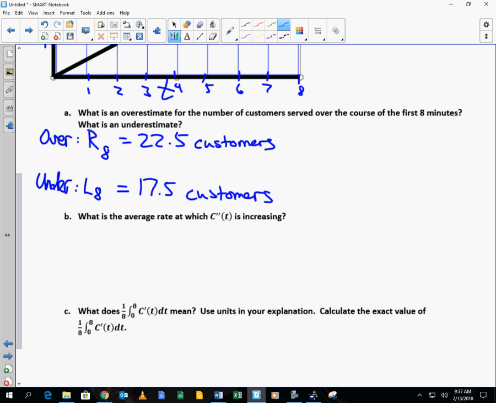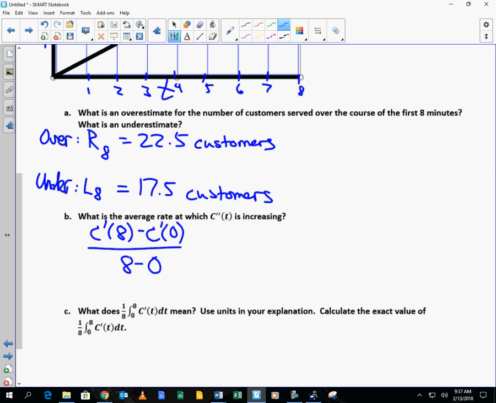All right, look at B. B says, what is the average rate at which C double prime of t is increasing? Oh my gosh. How does C double prime of t compare to the function that we are given? We're looking at the derivative of the function. Are we looking at the instantaneous rate of change or the average rate of change? What do we do to compute average rate of change? Slope. So we find C prime of 8 minus C prime of 0 divided by what?